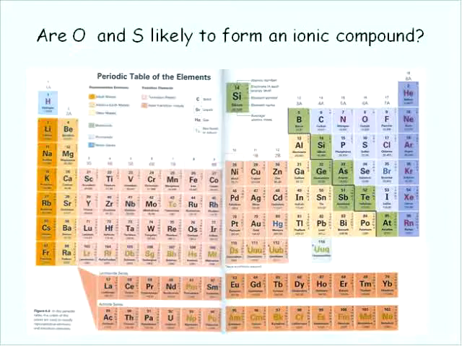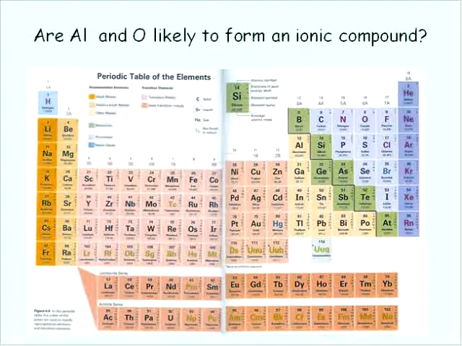Let's look at another example. Okay, we'll look at oxygen and sulfur. Oxygen is in group 6A, and so is sulfur, and they are both nonmetals. And so they would form anions, and so they would not. Remember, an ionic compound is a metal and a nonmetal, and these are two nonmetals. And so this would not form an ionic compound.